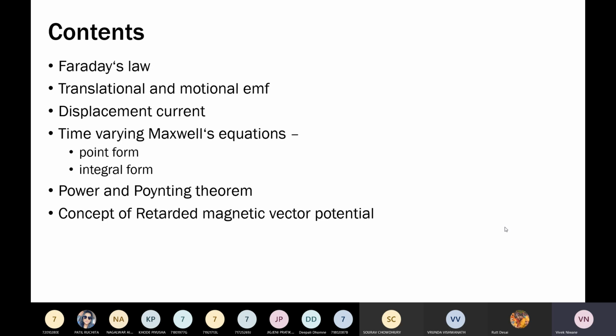So going with Faraday's law, okay, something got stuck.